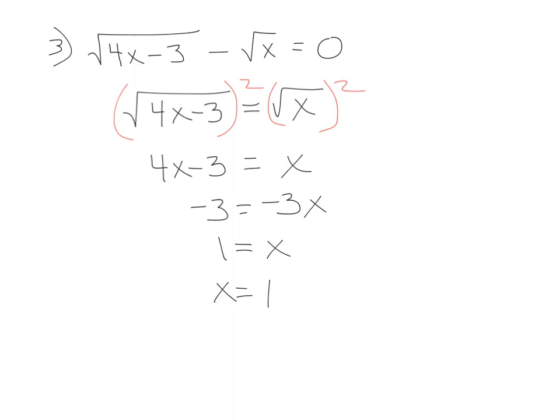And then you plug it back into the original equation. Plug in 1. 4 times 1 is 4, minus 3. 4 minus 3 is 1. Square root of 1 is 1, minus the square root of 1. So 1 minus 1, yep, equals 0.